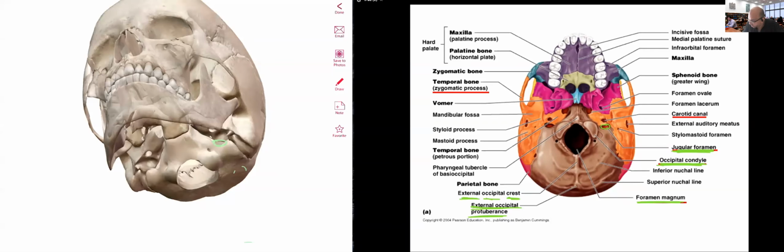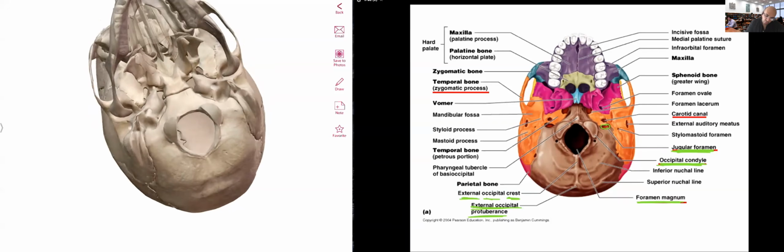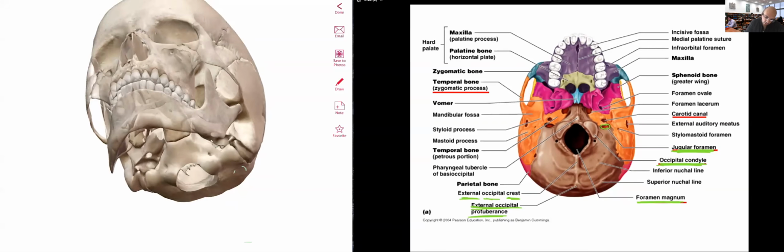What do we call again this foramen, this hole that is located deeper to the occipital condyle? You can see it when you tilt the skull like this. This is my jugular foramen. Jugular foramen.